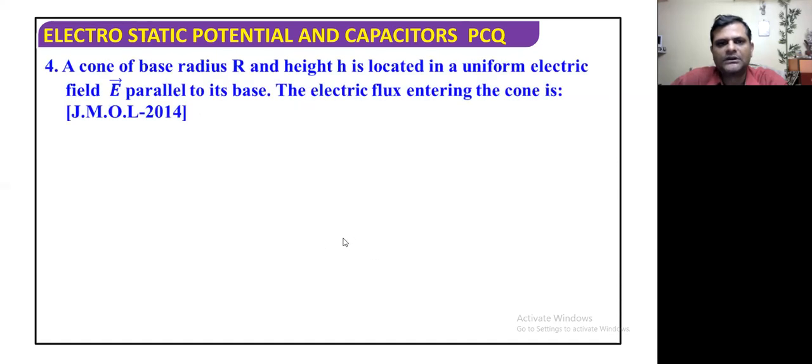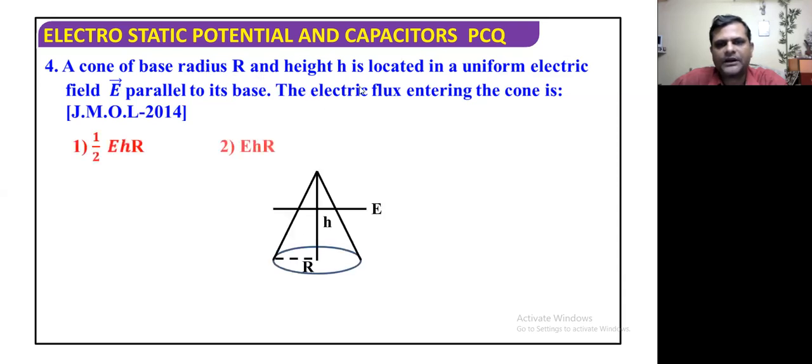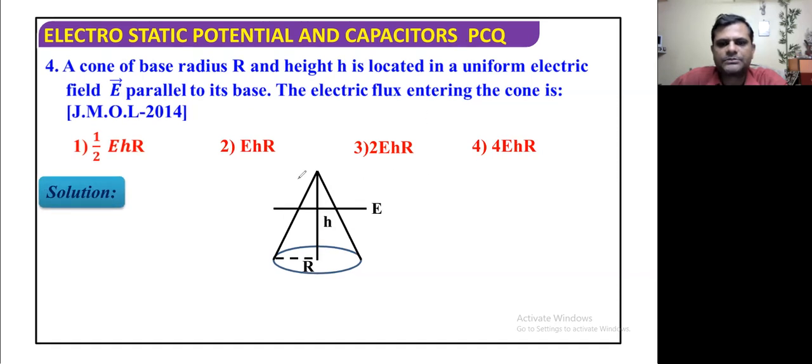Yes. The next one is a cone of base radius r and height h located in a uniform electric field E bar, which is parallel to its base. Okay, so the electric field is going to be parallel to the base. Then what is the electric flux entering into the cone? Okay, so the electric flux which is entering into the cone will actually be the projection of electric intensity multiplied by the area which is projection.